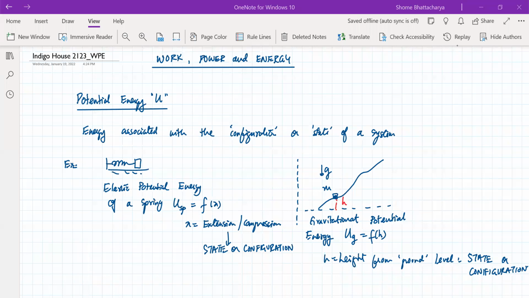Okay, so once we've understood the definition of what the potential energy term means, we will look at the mathematical formula of how to calculate potential energy.